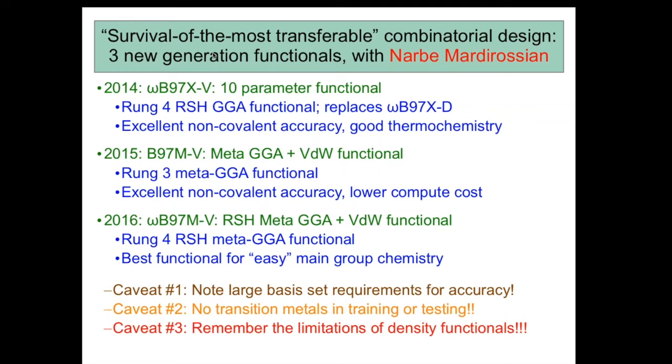There are 3 caveats to note here. The first note is that to get these good results, it was essential to use large basis sets. You can't use small basis sets and get the kind of accuracy that I've shown you. The second caveat is that no transition metal systems were involved in either training or testing. I'm optimistic that our functionals will work quite well on transition metal containing systems, but there is simply not enough good benchmark data available to make an assessment of that now. And the third caveat should be clear in your minds from the last 2 screens, which is that things really go bad in the difficult cases, so you should never forget about the limitations of density functionals.